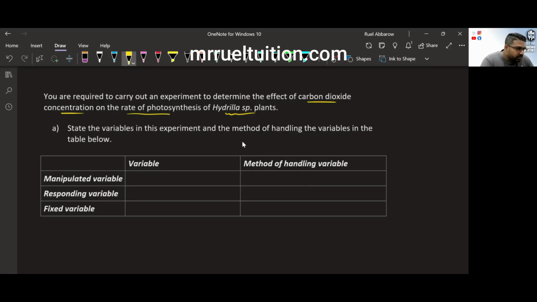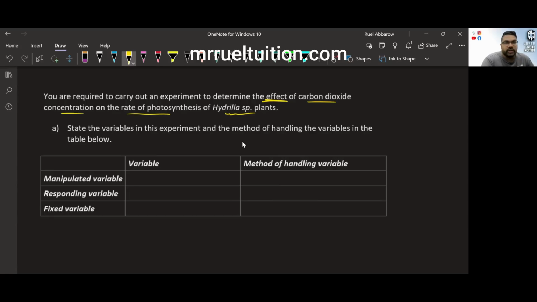State the list. So first of all, the first thing that we need to determine every time you get your question in your paper 3 is your MV and your RV, manipulated variable and responding variable. So you are required to carry out an experiment to determine, so when you get this type of question, then it becomes a bit simpler. So to determine what? The effect of. So this is one type of question, the effect of.